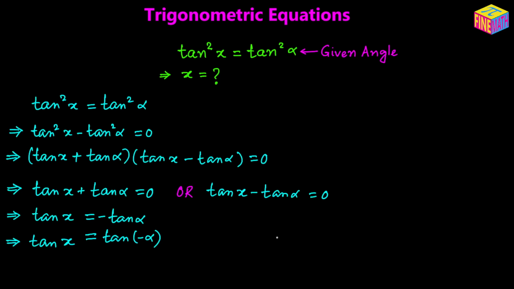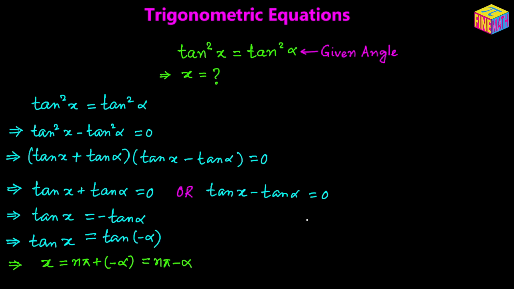In a previous video we have seen that when tangent of x is equal to tangent of alpha, then the solution is x equals n times pi plus alpha. In this case the angle is a negative angle, so here we can say then x will be equal to n times pi plus the angle which is negative alpha, and of course we can write it as n times pi minus alpha, where n is an integer of course.